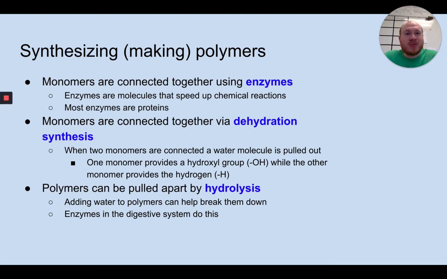So enzymes do all sorts of reactions. They're really important. An example would be our digestive system has enzymes that break down bigger sugars into smaller sugars so our bodies can absorb them and then pass them to the parts of the body that need them right away.